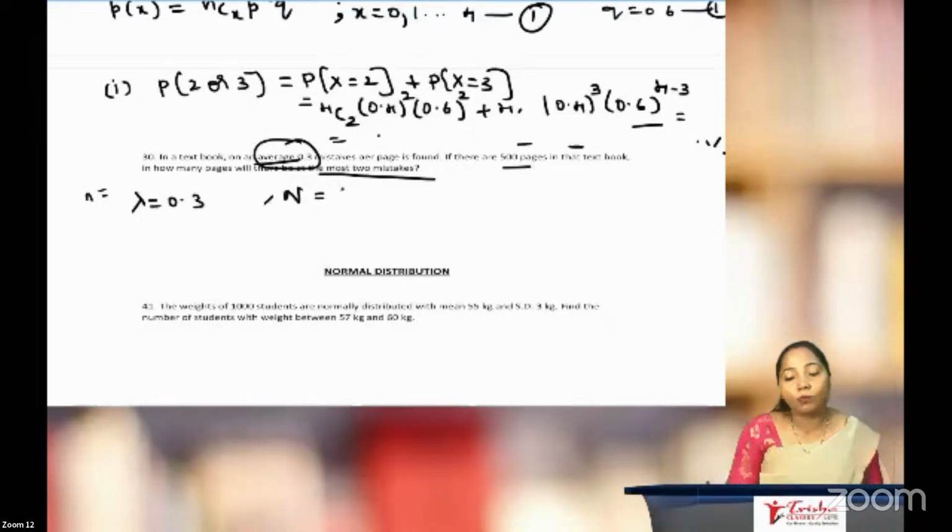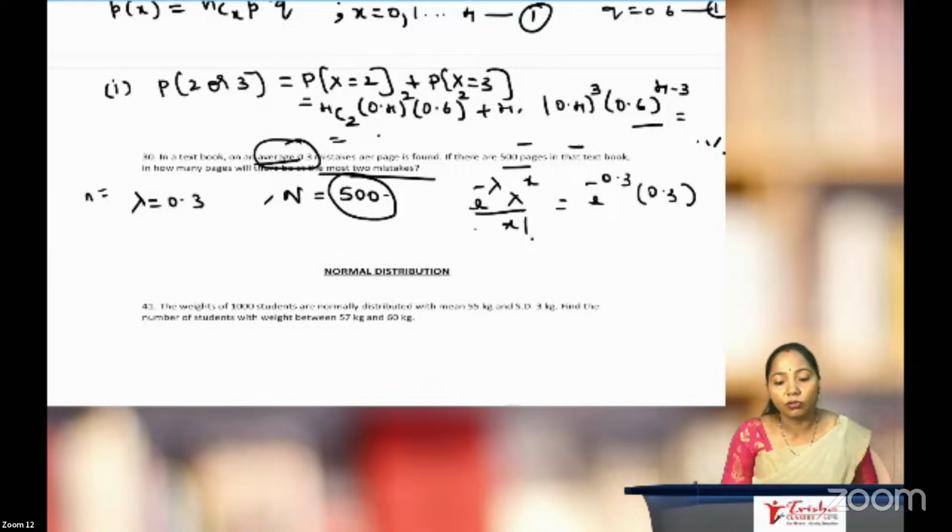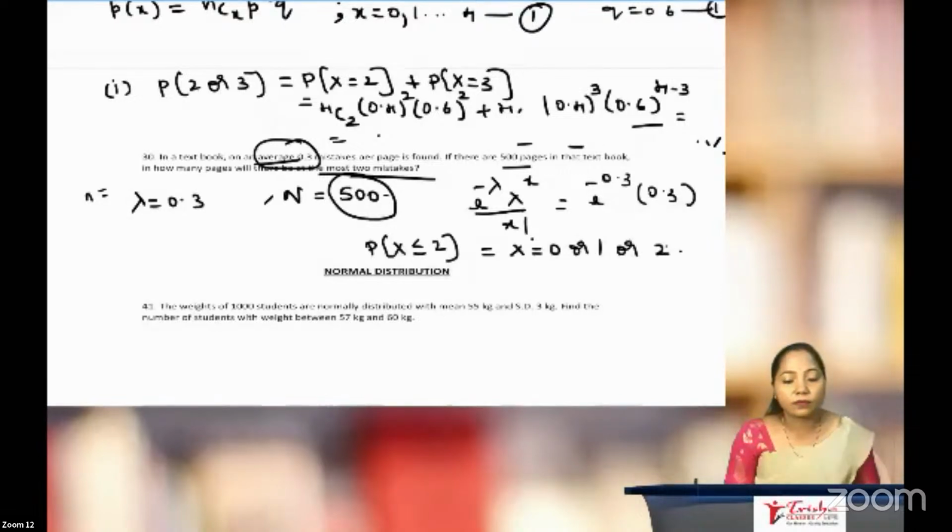Capital N, the total number of pages, is 500. Once you get the probability, you have to multiply the respective probability by 500. Your mass function will be e power minus lambda, lambda power x by x factorial. In this case, lambda is 0.3, so e power minus 0.3, 0.3 power x. At most 2 means x is less than or equal to 2, so x takes values 0, 1 or 2.